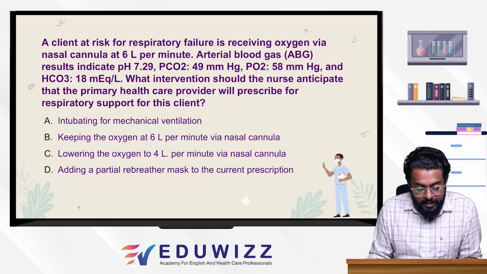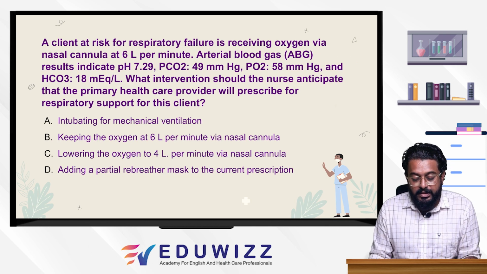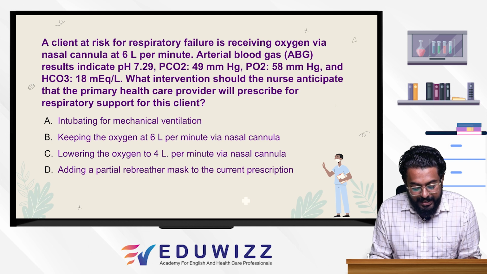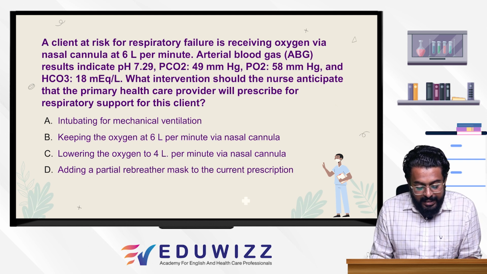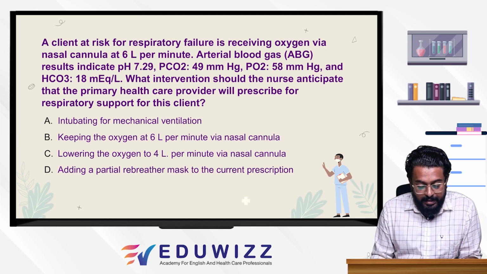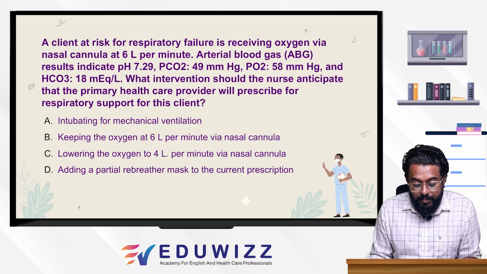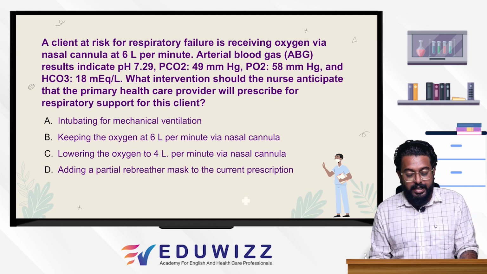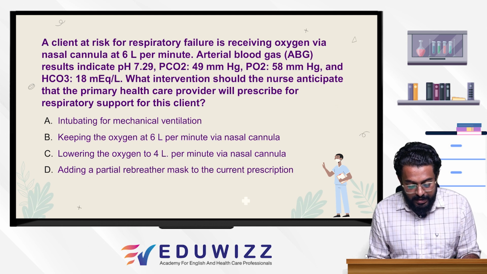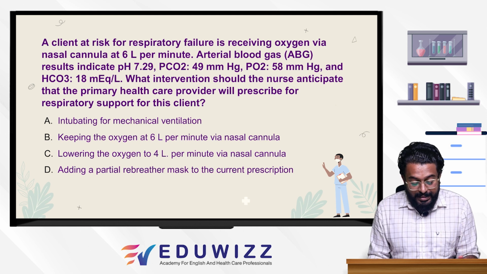Okay. Next question. A client at risk for respiratory failure is receiving oxygen via nasal cannula at 6 liters per minute. ABG results indicate pH 7.29, PCO2 49, PO2 is 58 mmHg, and HCO3 is 18 milliequivalent per liter. So what intervention should the nurse anticipate that the primary healthcare provider will prescribe for respiratory support for this client? Okay, so while seeing the ABG, it's clear that the patient is having respiratory acidosis. Let's see the options first.